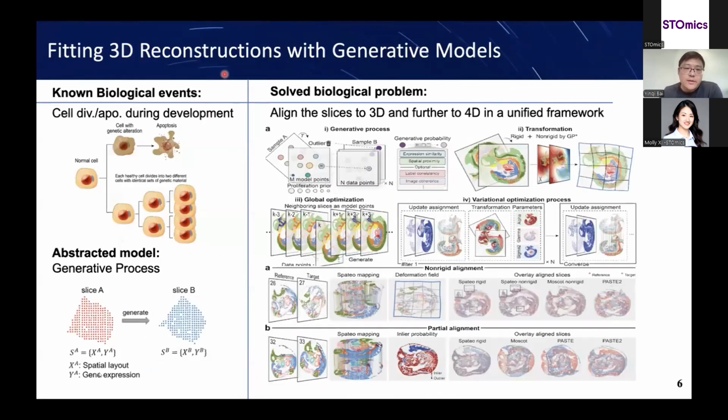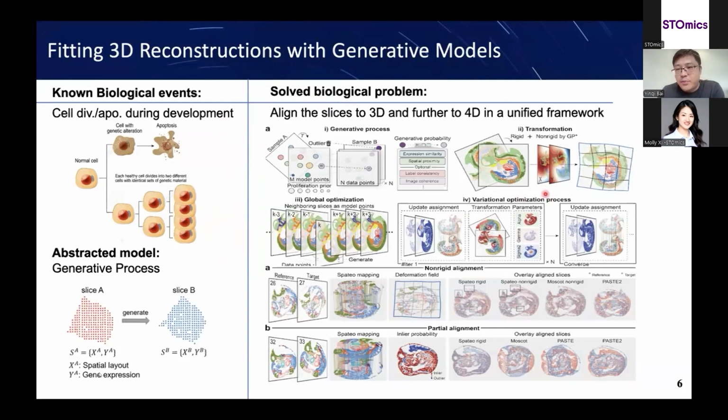For all the algorithms, as I said, we just study the biological phenomenon, and then based on these biological events, we abstract the models from the detailed events and try to solve more biological problems based on the abstract model. So let me introduce the detailed algorithms. The first one is the algorithm in three-dimensional reconstruction.